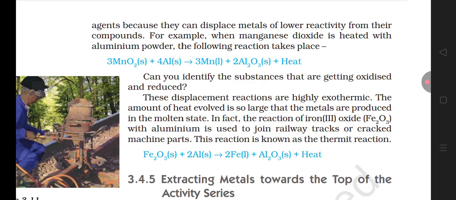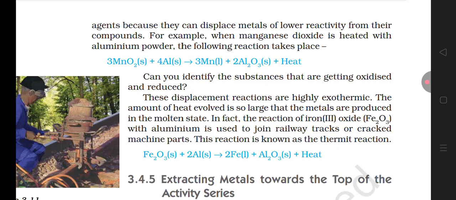Similarly, aluminum is obtained by electrolytic reduction of aluminum oxide. Okay. Now next is refining of metal. So metal produced by various reduction processes described above are not very pure. They contain impurities which must be removed to obtain pure metal.